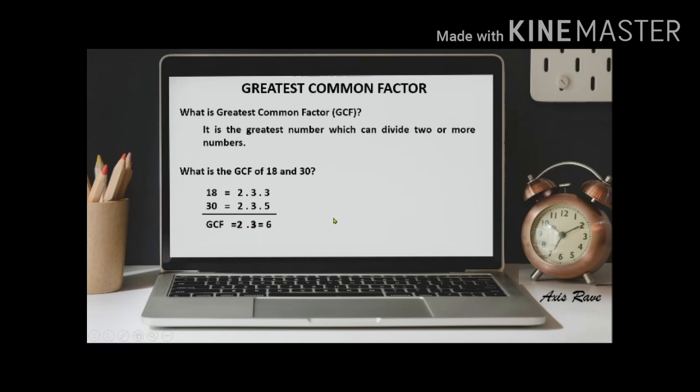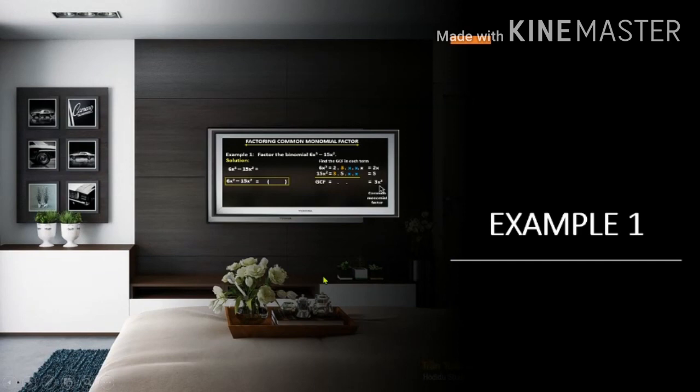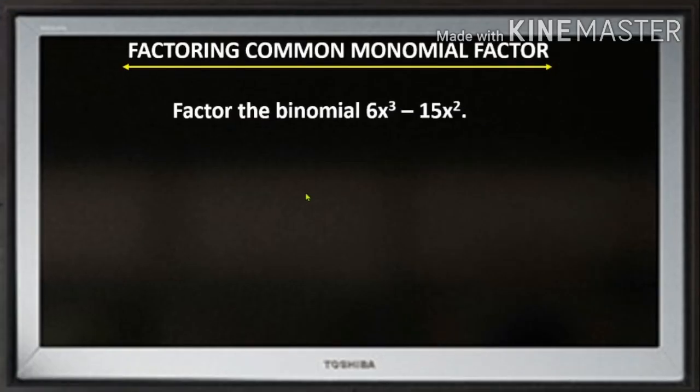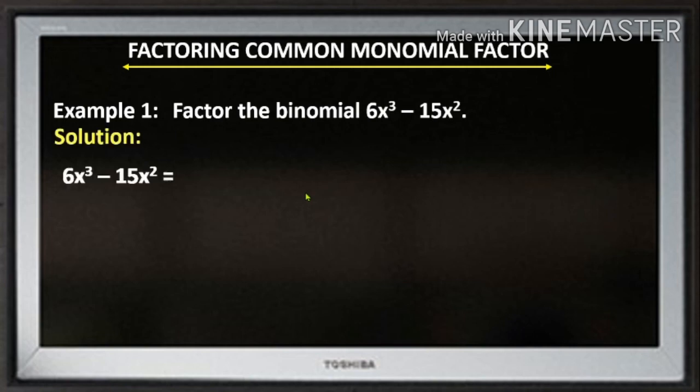Okay, so I think we are now ready for our discussion of factoring polynomials with common monomial factor. Here is our example number 1. In example number 1, we have to factor the binomial 6x cubed minus 15x squared. To solve, we first find the greatest common factor in each term.